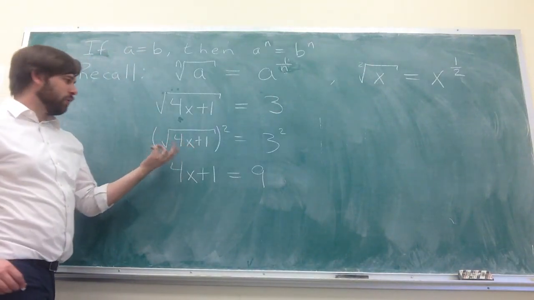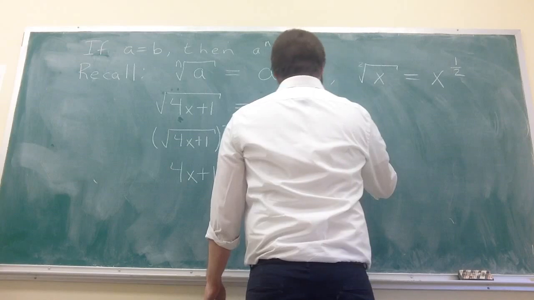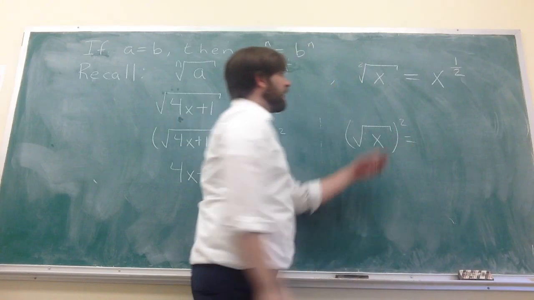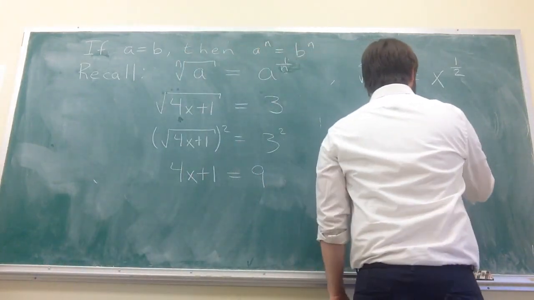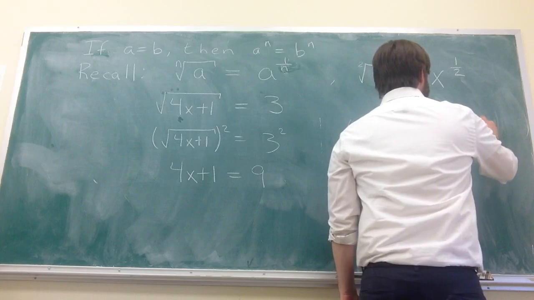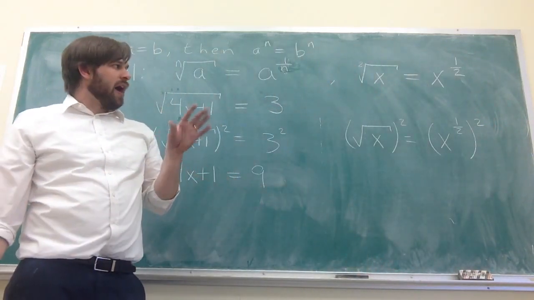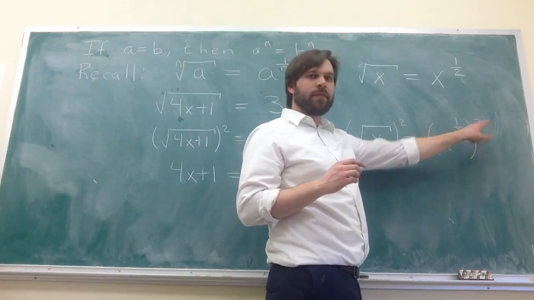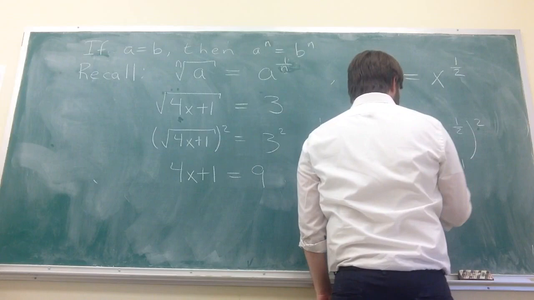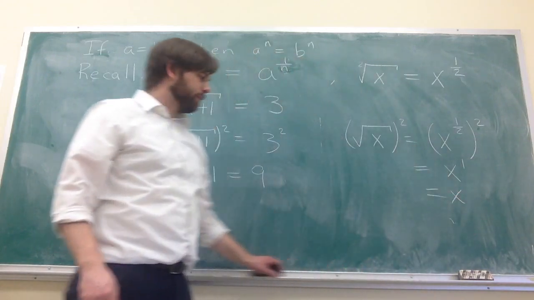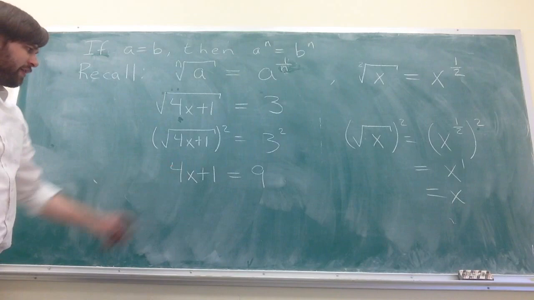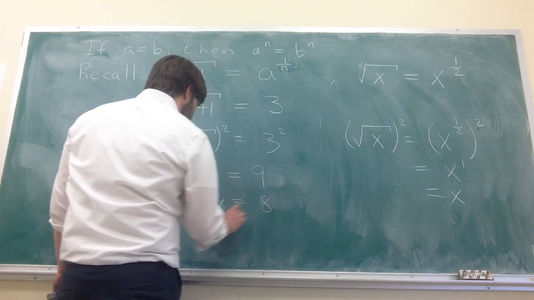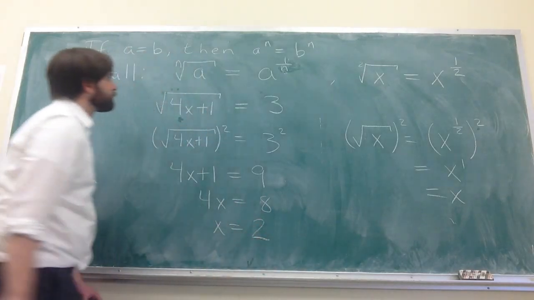For further clarification on why this works, if you have the square root of a number squared, following the rule up here, that's x to the 1/2 squared. If you remember how exponents work, this will multiply those together. So 1/2 times 2 is 1, and this is x to the 1, or just x. But back to this, now we've got a nice equation that we can solve. So 4x is equal to 8, so x is equal to 2.